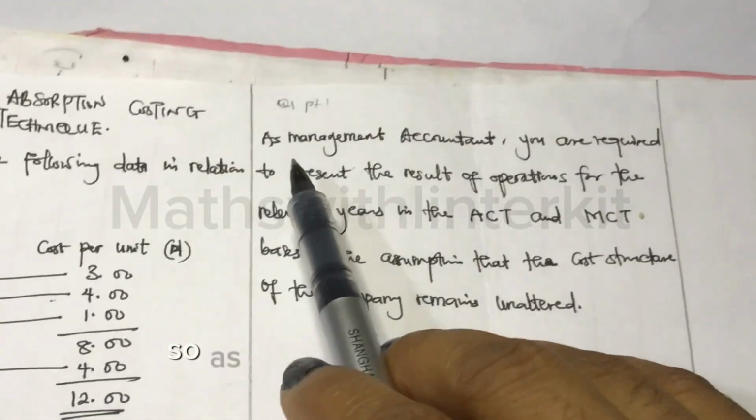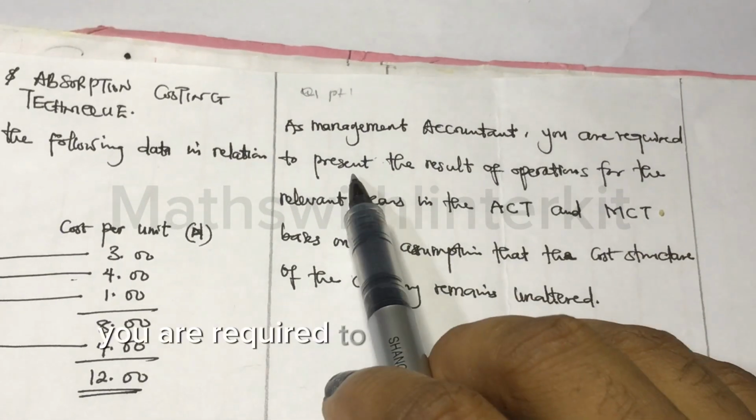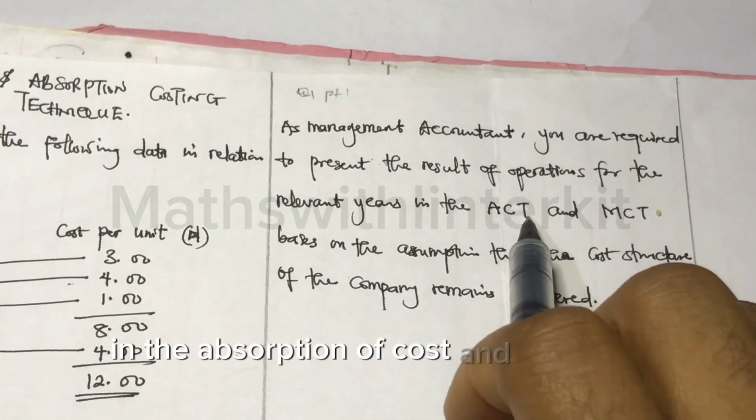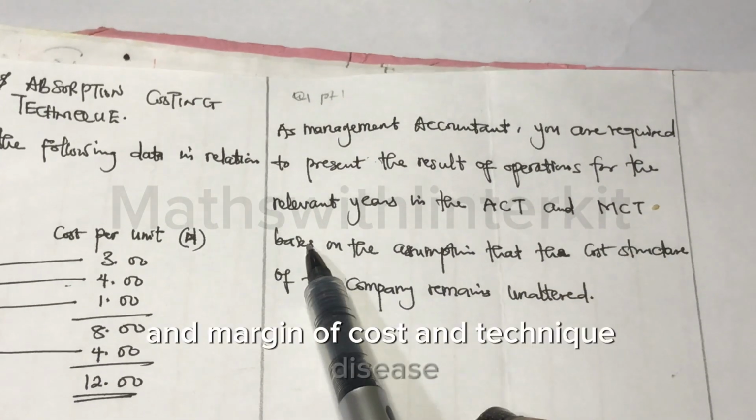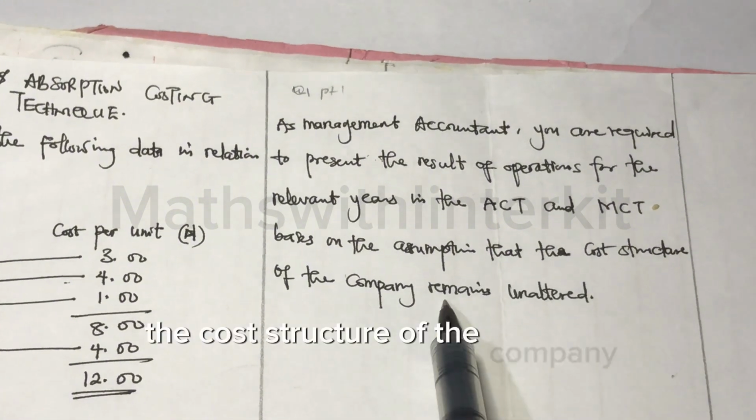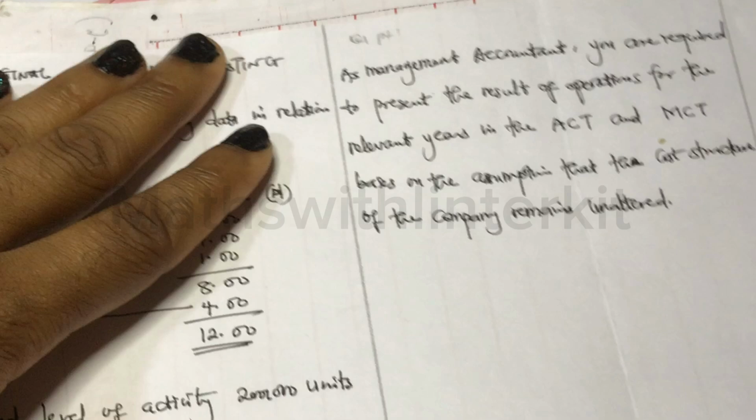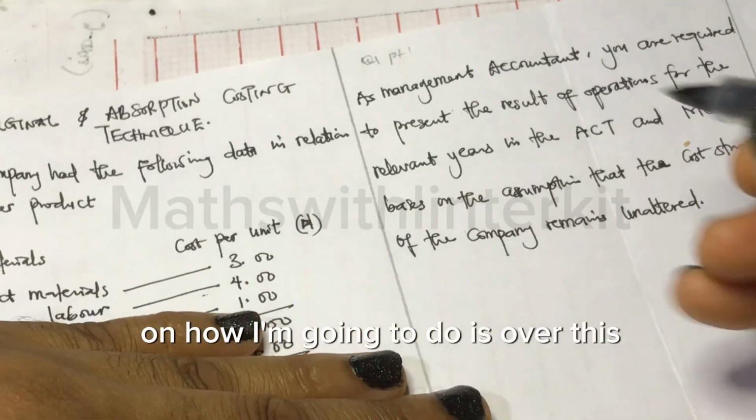As management accountant, you are required to present the results of operations for the relevant years in the absorption costing technique and marginal costing technique, on the assumption that the cost structure of the company remains unaltered. So just follow me on how I'm going to go about solving this question step by step.